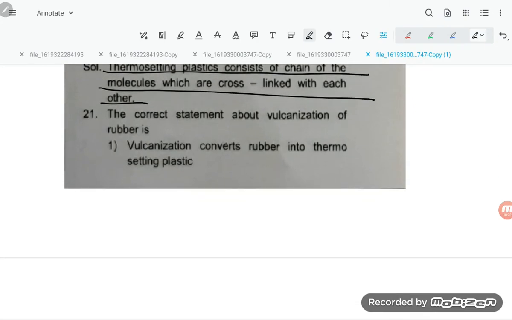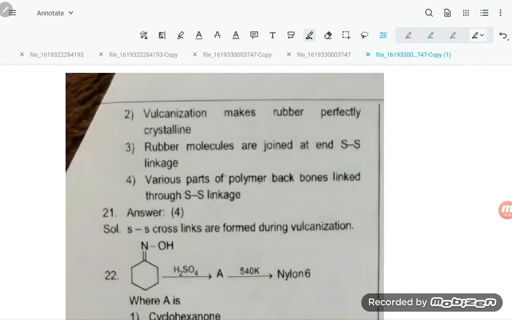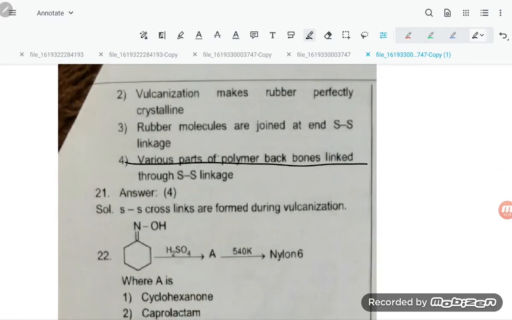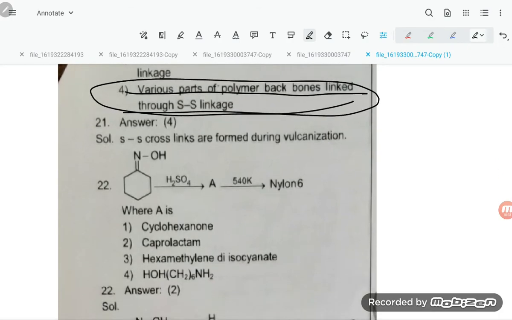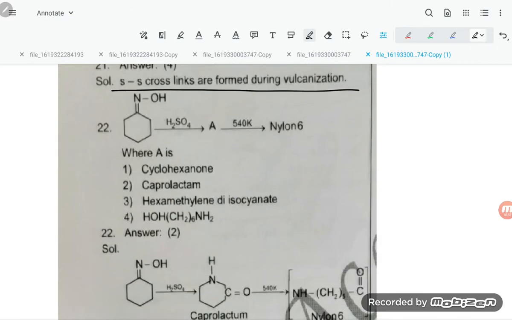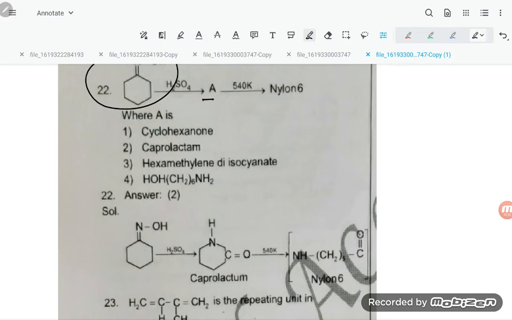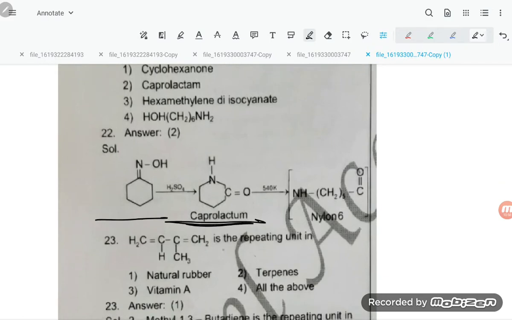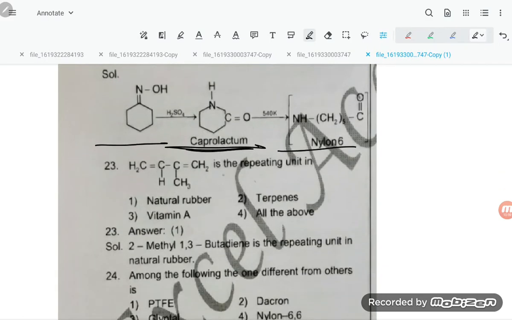The correct statement about vulcanization of rubber is, various parts of polymer backbones are linked through S-S linkage. Okay, so S-S links are formed during vulcanization. Here is this oxime, NOH, it is treated with H2SO4, it is giving A, which on reaction at 540 Kelvin will give nylon 6. Firstly it will give caprolactam on reaction with H2SO4, and that on heating at 540 Kelvin will give nylon 6.